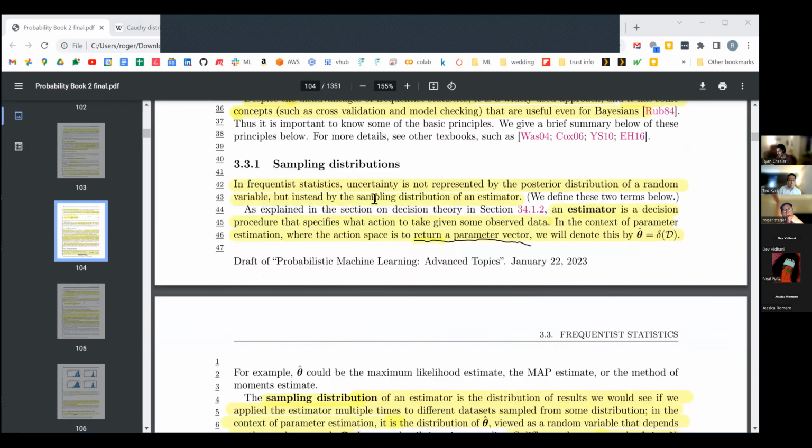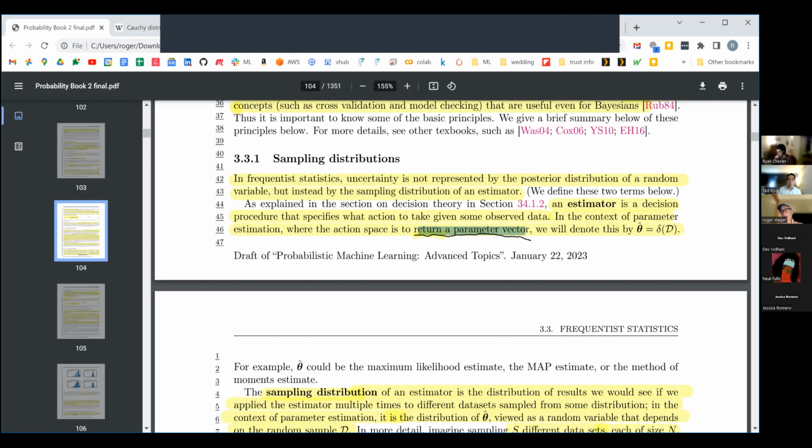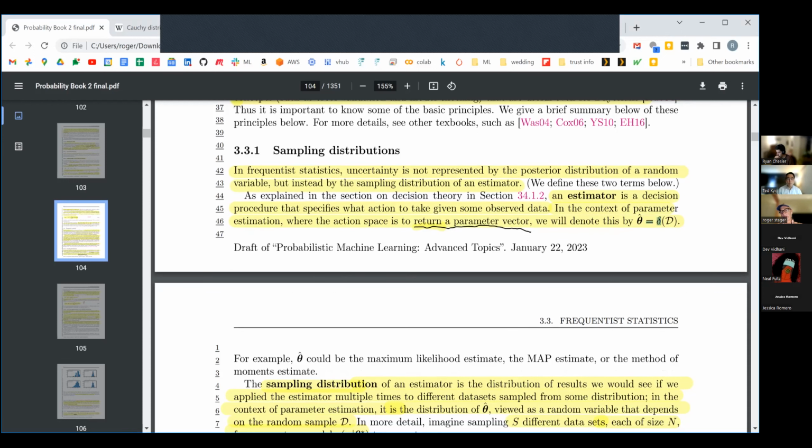So here we go, 3.3.1. In frequentist statistics, uncertainty is not represented by a posterior distribution of a random variable, but instead by the sampling distribution of an estimator. And in the context of parameter estimation, that estimator would be returning the parameter vector. So I think what this is indicating is, isn't that a delta, that little squiggle? So I think that's the estimator here in a parameter estimation context. So the estimator returns from the data D the estimated parameters.